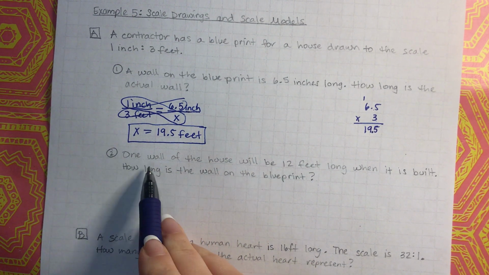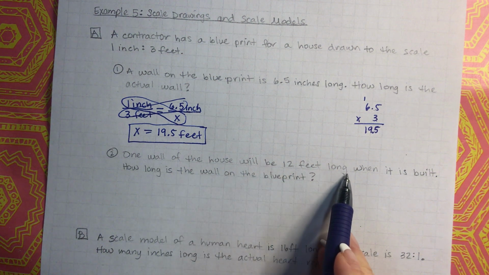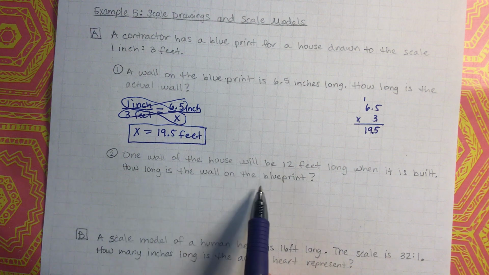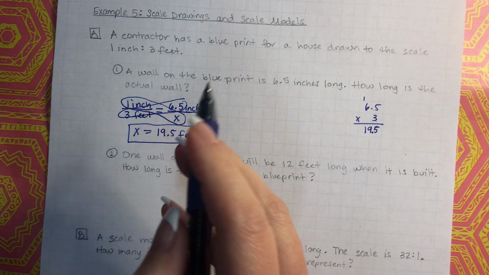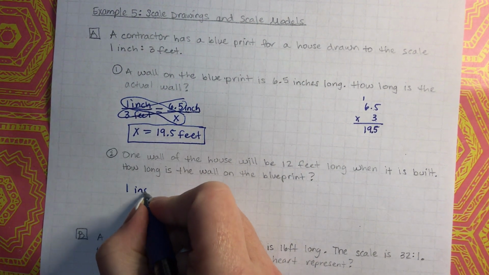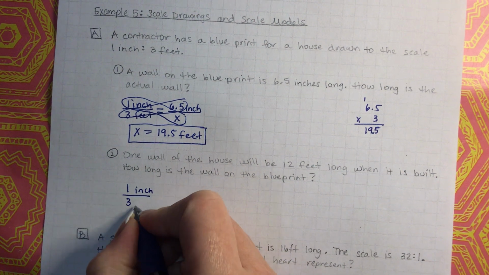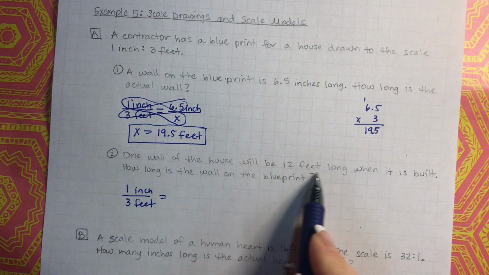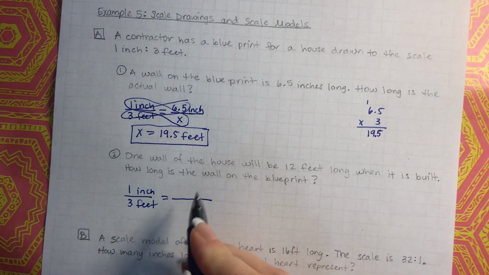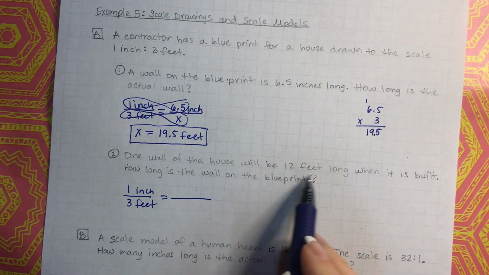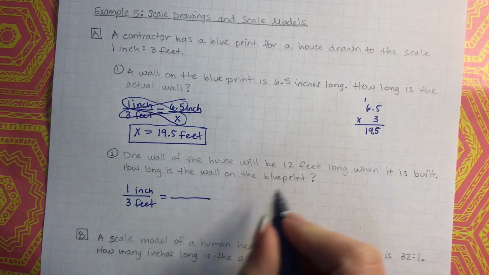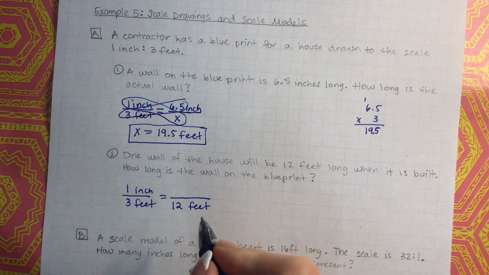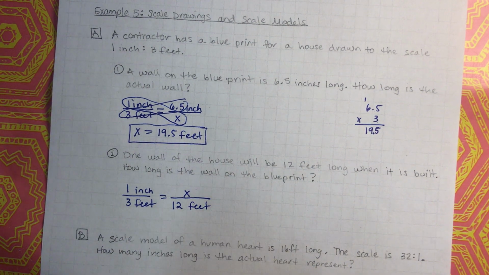It says one wall of the house will be 12 feet long when it is built. How long is the wall on the blueprint? We're going to use the same thing, 1 inch equals 3 feet. But now they're telling us that the wall is 12 feet. Does that information go on the top or the bottom? It goes on the bottom, where the feet go. So 12 feet. And we want to know how many inches that is. We don't know that, so that's going to be our X.